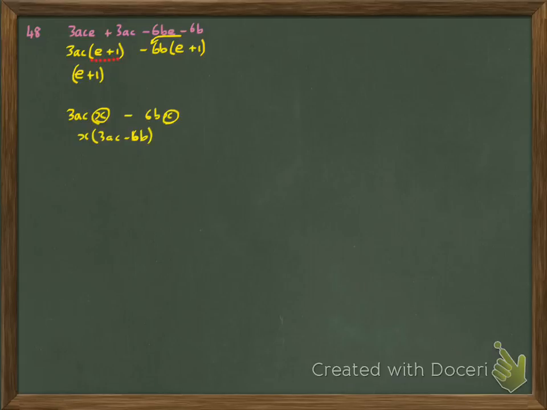E plus 1 is our common factor, so put that outside the bracket and put the rest of the things inside the bracket. 3ac minus 6b, and that's how you factorize it fully.